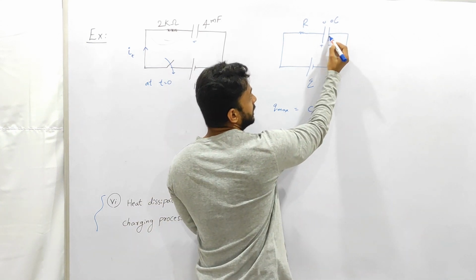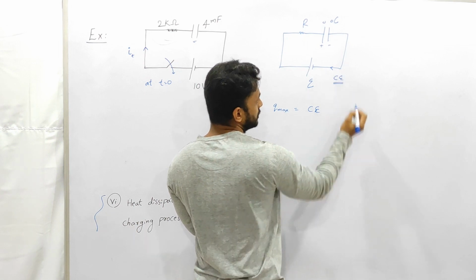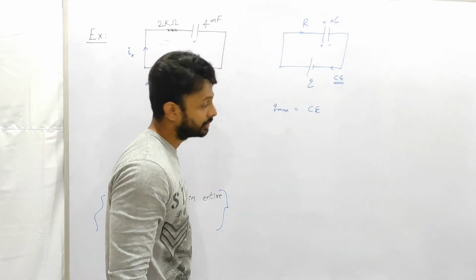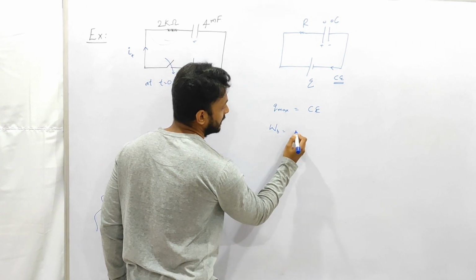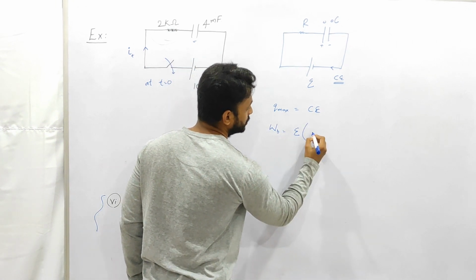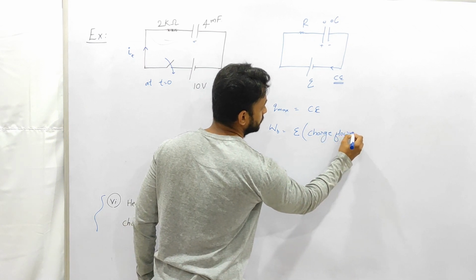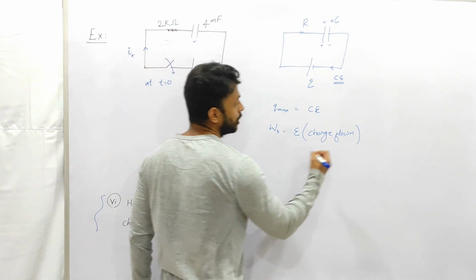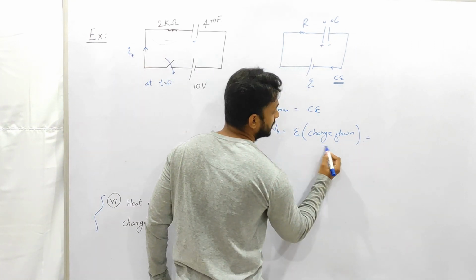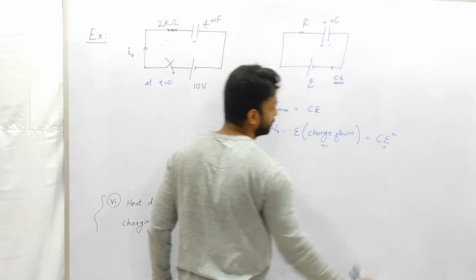From the right plate of the capacitor, C times E charge flows through the battery. So in this process, the work done by the battery is written as EMF into charge flown through it. That's the work done by the battery. How much charge is flown? C into E. So there we go, CE square is the work done by the battery.